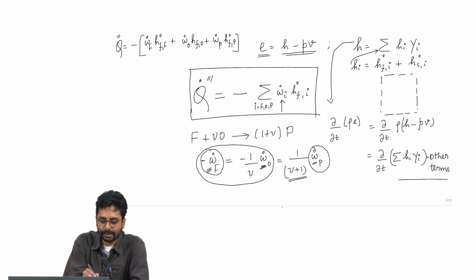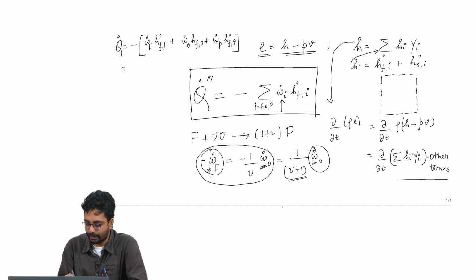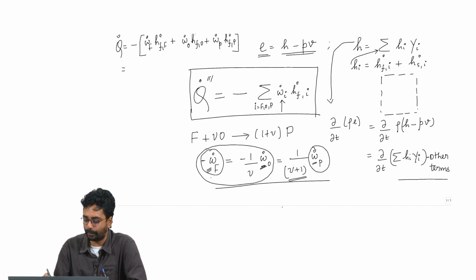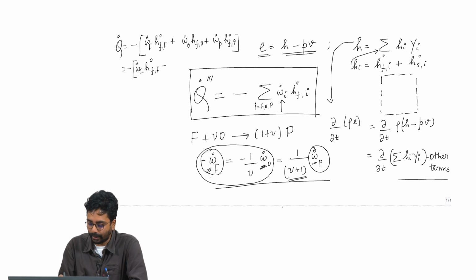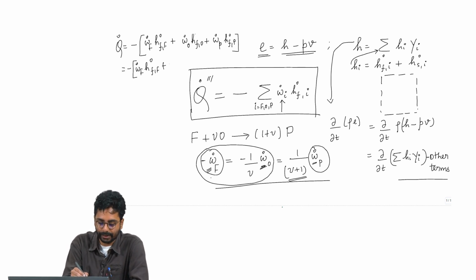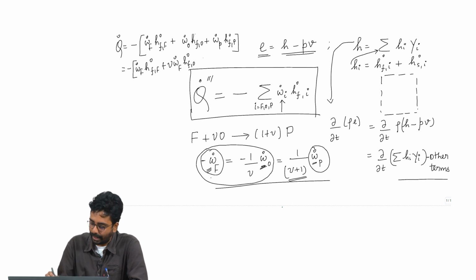Now, we can use the relationship between omega dot F, omega dot O and omega dot P, which will make this omega dot F enthalpy of formation of the fuel minus omega dot O, which is nu times omega dot F. So, this is nu times omega dot F enthalpy of formation of the oxidizer, and omega dot P is negative nu plus 1 omega dot F. So, this is negative 1 plus nu omega dot F enthalpy of formation of the products.